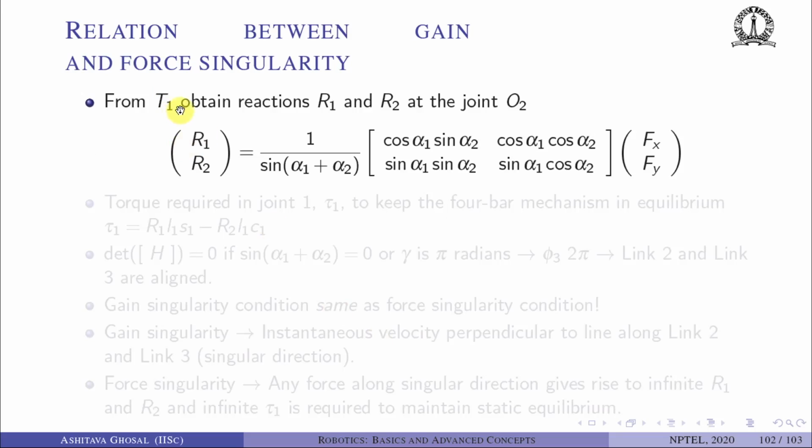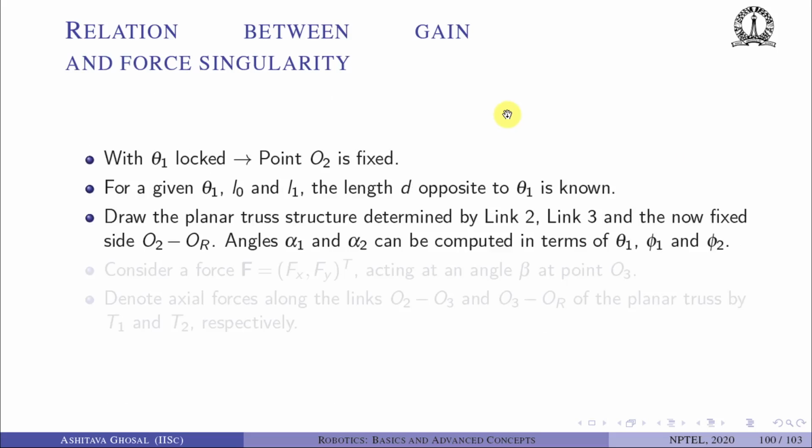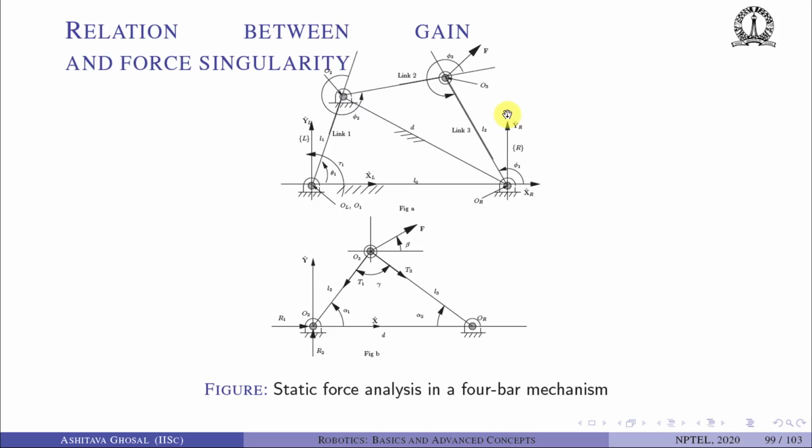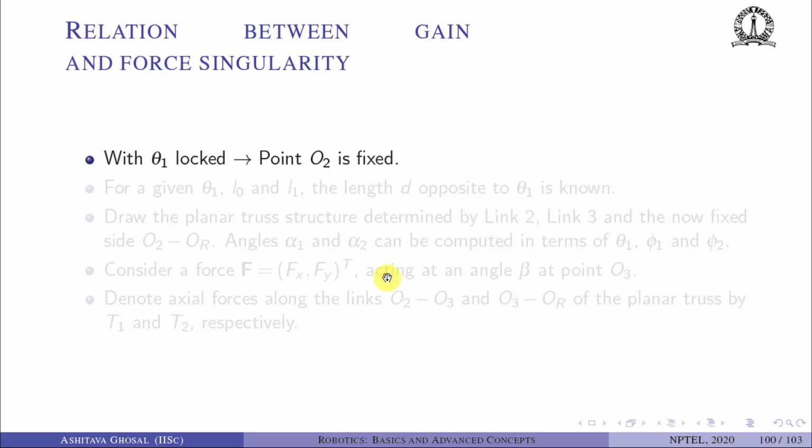So from T1 and T2 we can now obtain the reactions R1 and R2 at joint O2. So let's go back and see this picture once more. I have a force which is acting at an angle beta. These components Fx and Fy can be related to T1, T2 by simple force equilibrium at this node. And then from T1 and T2, I can find R1 and R2. And it turns out that you will get these angles alpha 1, alpha 2, and so on.